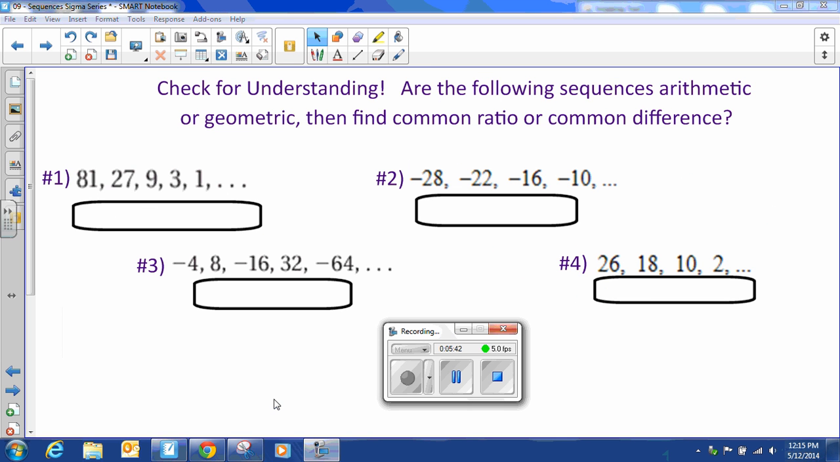Check for understanding. Are the following sequences arithmetic or geometric? Then find the common ratio if it's geometric, and find the common difference if it's arithmetic. Number one, as we go down from 9 to 3, that's 6. 3 minus 1 is 2, so it's definitely not arithmetic.